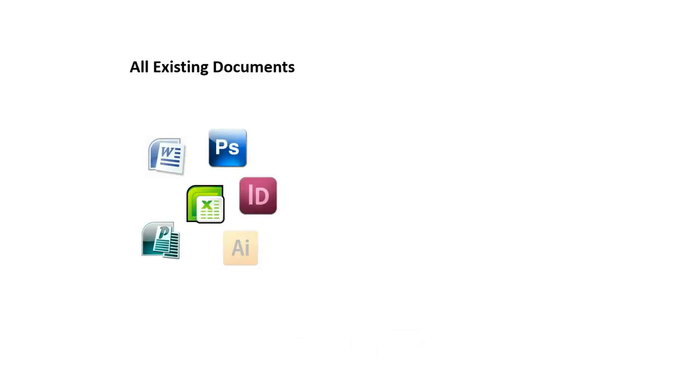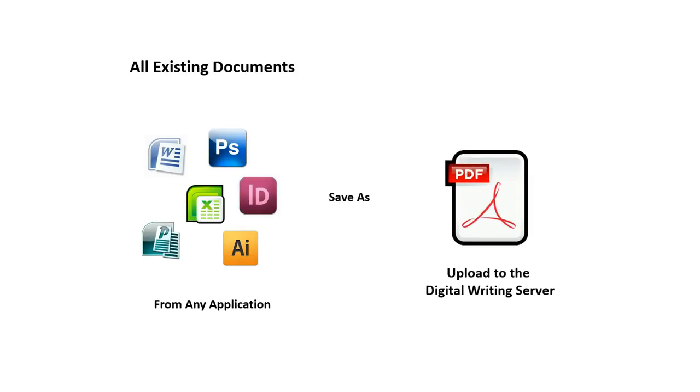You get to use all your existing documents and use any software you have at your disposal to create those documents. So if you need something, you can sit behind Microsoft Word, create the document, form, or contract, whatever it is. You simply save it to a PDF. We're going to use that PDF as a background image, and then upload it to the digital writing server, where we'll map out some fields, determine how we want to capture the data, and then it's live.